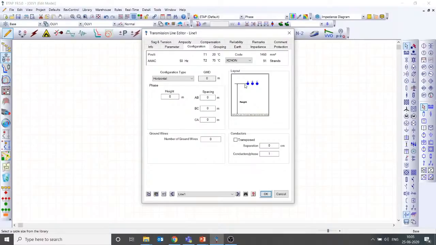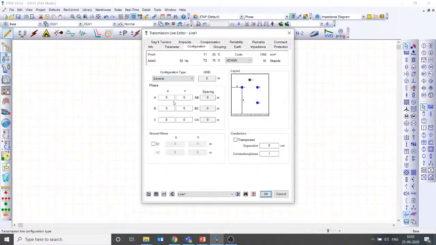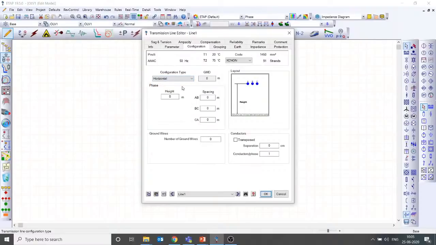So now I have selected horizontal, which you can see on the right hand side. There are three dots ABC. There is a horizontal configuration. If I change it to vertical configuration, yes, you can find the vertical configuration. And if you want triangular configuration, there are different configurations which the software offers, and you have an option to select on your own as well. So it purely depends on you, how you want to model your transmission line.